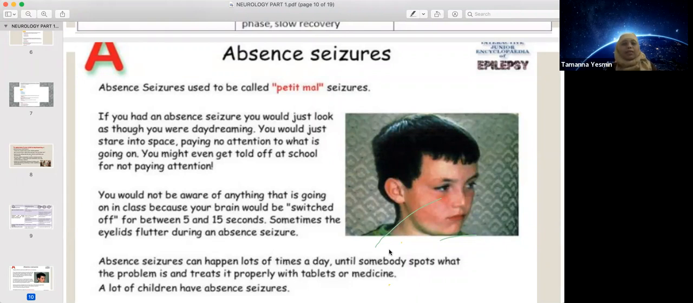So, another important point is that this kind of seizure is very dangerous. Even multiple absence seizures are harmful for the brain, so you have to stop the seizure. Okay.